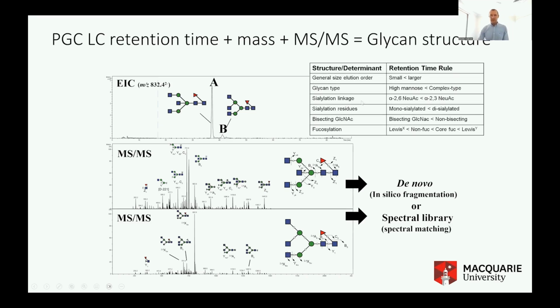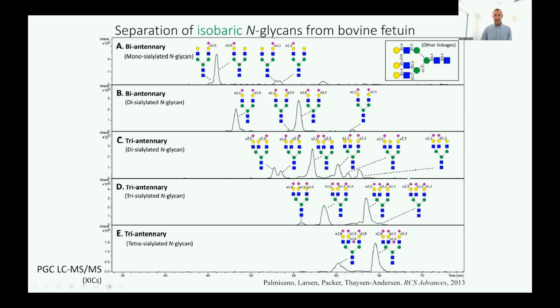And over the years, we've worked out many different retention time rules for PGC that we are applying on an everyday basis. An example here from bovine fetuin, where we're separating isobaric N-glycans all capped with sialic acid. If you look at this panel here, the biantennary disialylated glycans, I hope you can appreciate how well we can separate the alpha-2,6-linked biantennary glycan from the alpha-2,3-linked biantennary glycans. Exactly the same molecular mass, but separated by well over 10 minutes here.